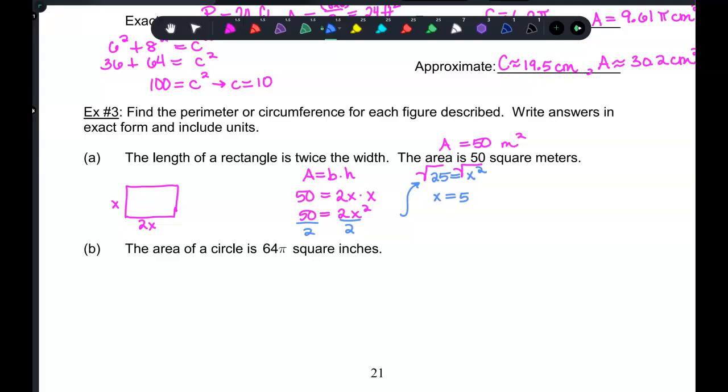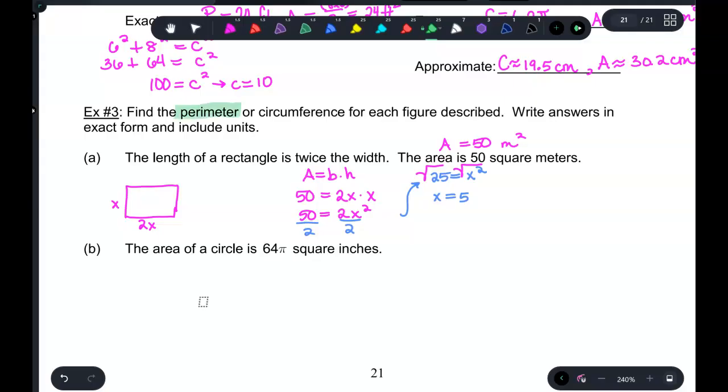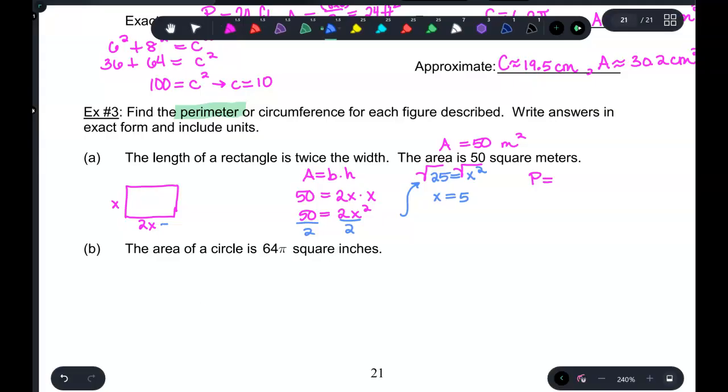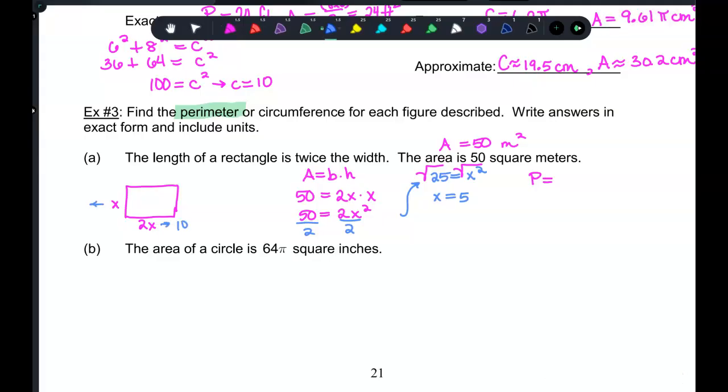Okay, at a bare minimum, write out some solving. I know intuitively, but what if I gave you really hard numbers to work with? Now, my answer's not done. What was I asking for in the original problem? The perimeter. So if x is 5, this side would be 10 and this side would be 5. So 2 times 5 plus 2 times 10 is 30 meters.